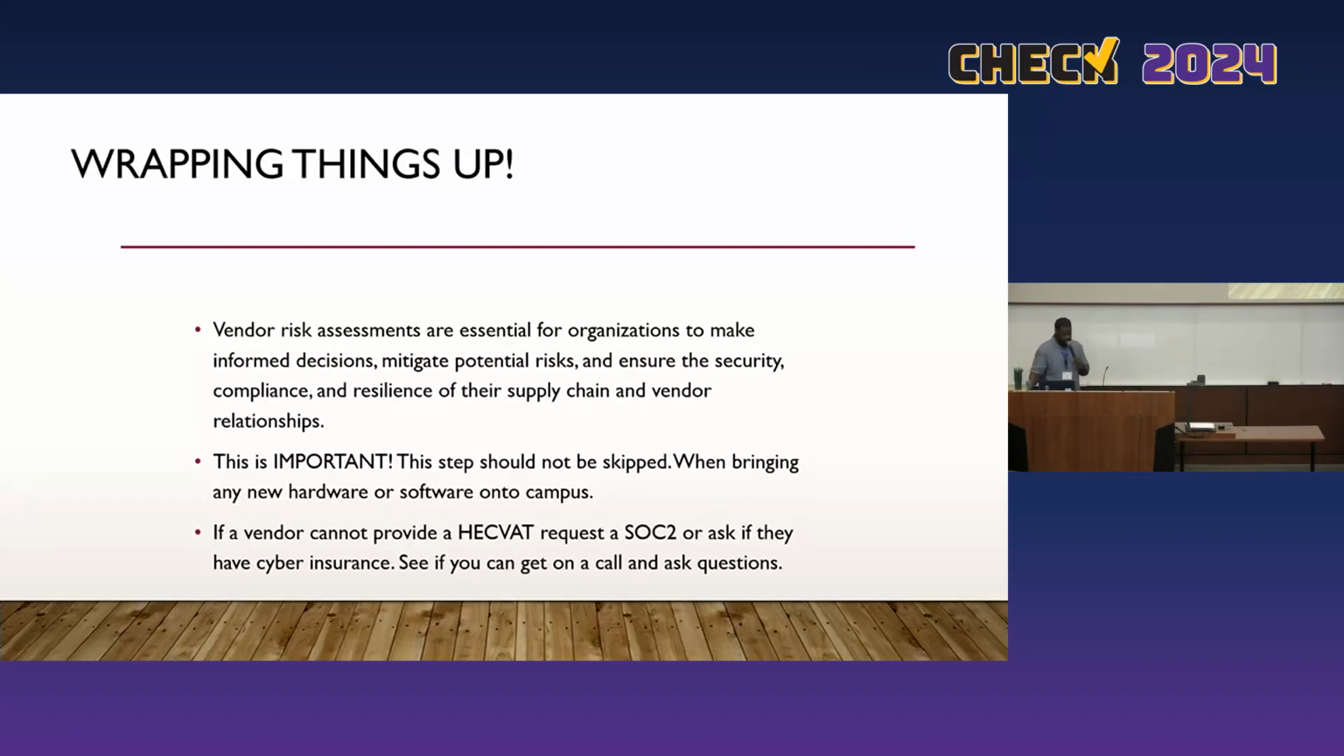And wrapping things up. Vendor risk assessments are essential. They help keep your information safe and make sure vendors are doing their due diligence, like I said earlier. This is a very important step. It should not be skipped at all. If a vendor can't provide you with a HECVAT, try to request a SOC 2 or ask if they have cyber insurance, or you can just get on a call. I've done that too, and ask the multiple questions that they don't know the answers to and have to get back to you.